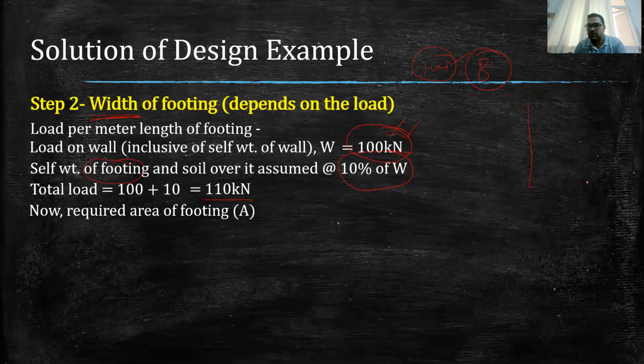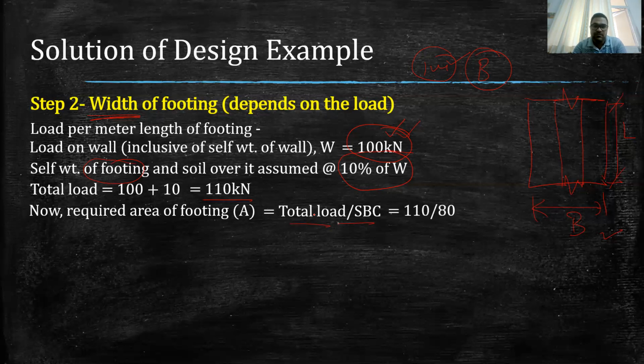So for a unit length of footing, say this is our wall and this is in continuation. So this is the unit length and this is our width. So we are supposed to find out this B value. So the area of this footing can be calculated as total load divided by safe bearing capacity. And in this, the total load is 110 and safe bearing capacity is already given, which is 80 kilonewton per meter square. So putting all the values, we get the area of footing as 1.38 meters square.